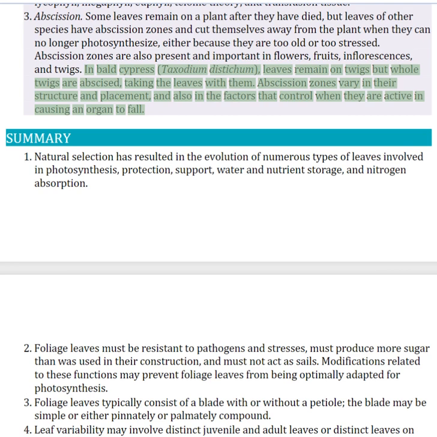In bald cypress, leaves remain on twigs but whole twigs are abscised, taking the leaves with them. Abscission zones vary in their structure and placement, and also in the factors that control when they are active in causing an organ to fall.